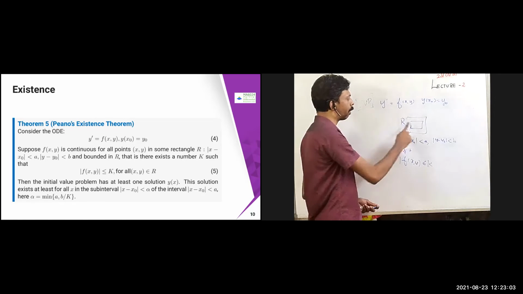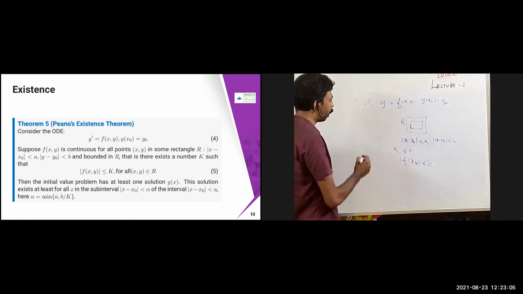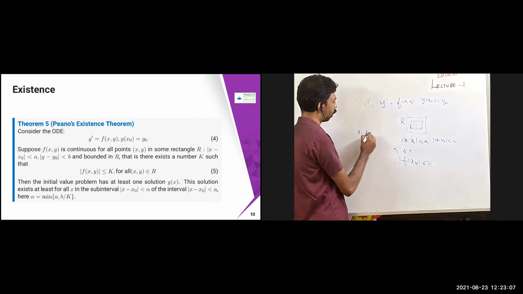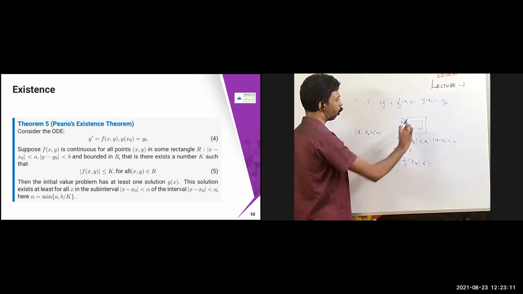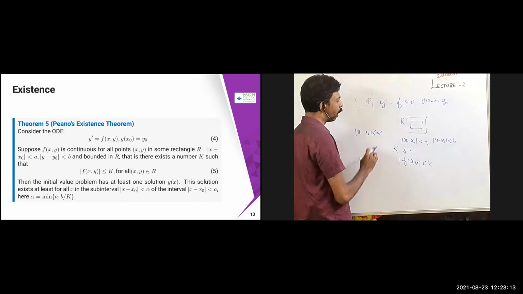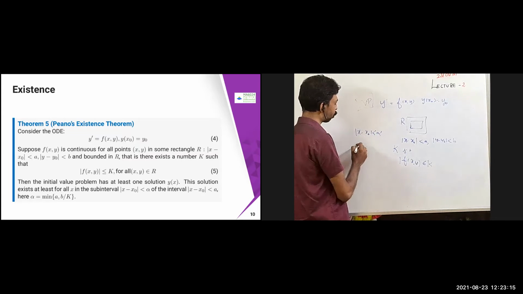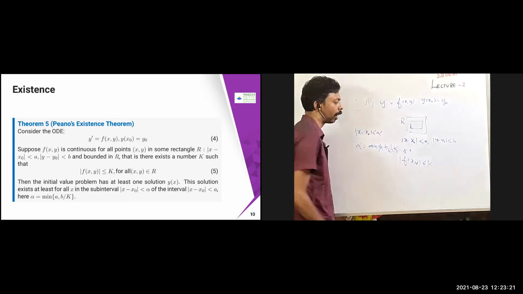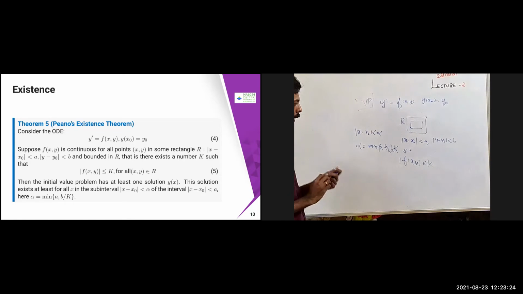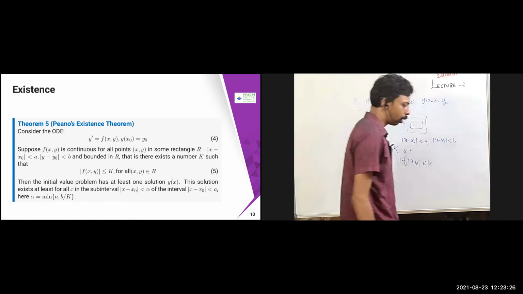So that rectangle, how am I going to choose? That is going to be |x minus x naught| less than alpha. Okay, so correspondingly, you will get a smaller region over here. How am I going to choose this alpha? This alpha is chosen in such a way that it is going to be the minimum of a comma b by k. Okay, this is what Peano's existence theorem is stating. So this is part of ODE. You might have learned this already.